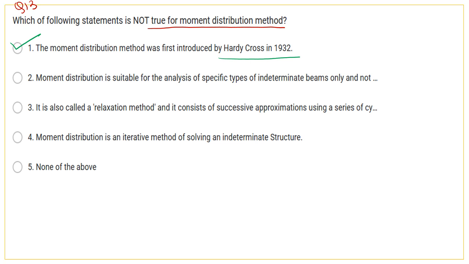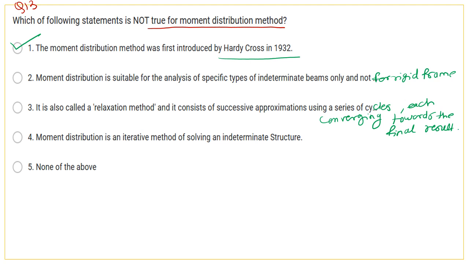So here after this, the statement is for rigid frame, and the statement is cycles each converging towards the final result. Okay, so here we read it again.